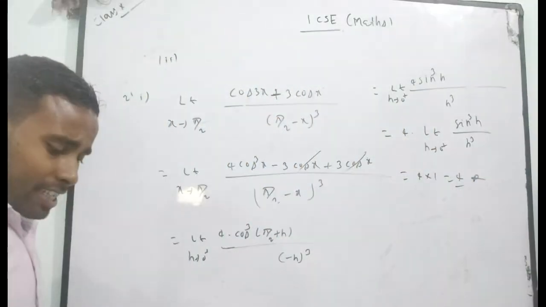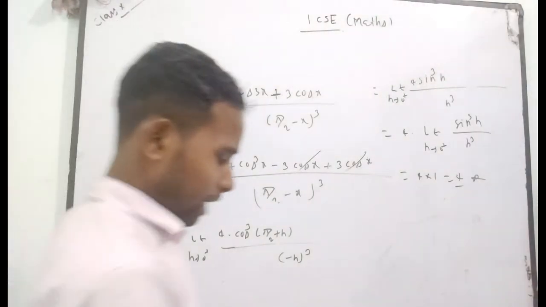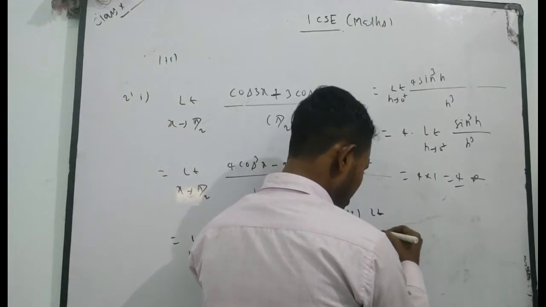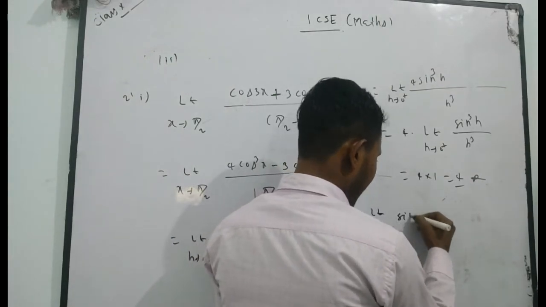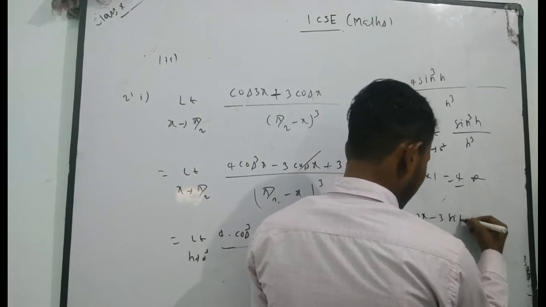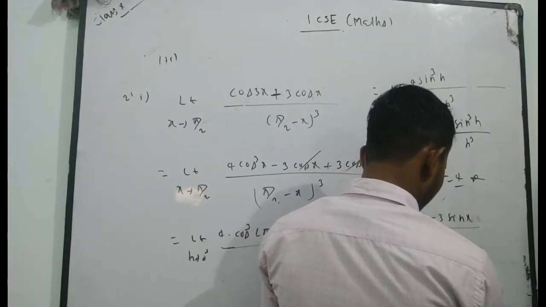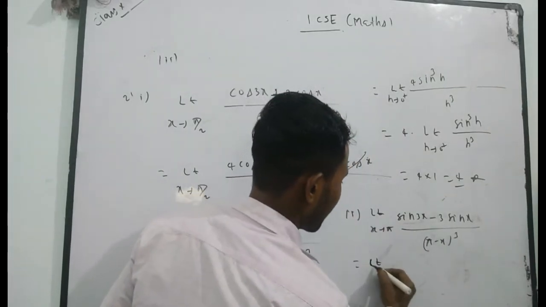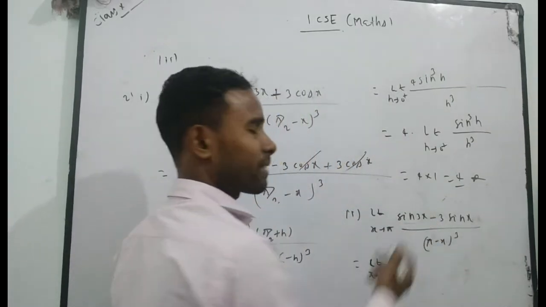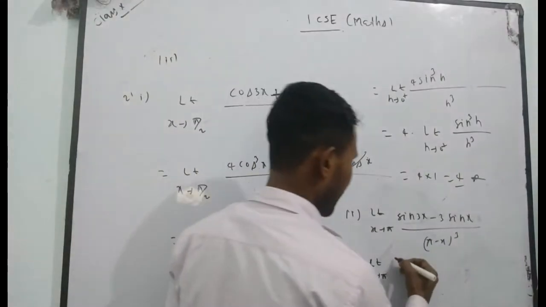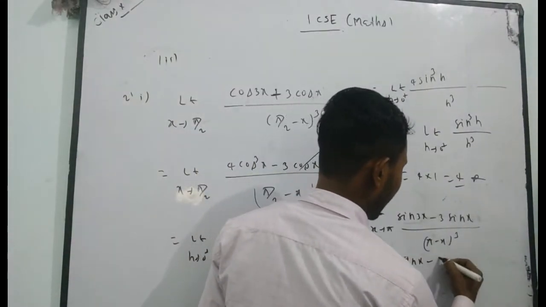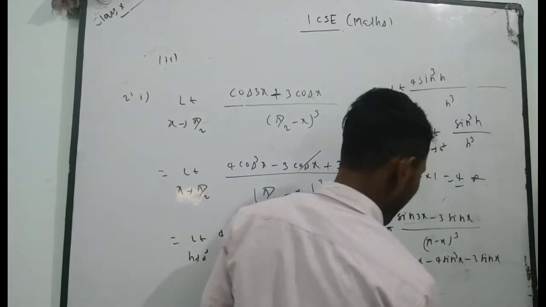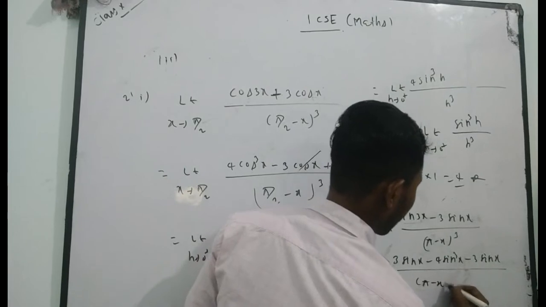Similarly, I think the next problem is similar. You can solve it also, but I want to solve it. The second will be limit x tends to pi of sin 3x minus 3 sin x divided by pi minus x whole cube. First I want to write it. Can you write limit x tends to pi? What is the formula of sin 3x? 3 sin x minus 4 sin cube x. So can you write 3 sin x minus 4 sin cube x minus 3 sin x divided by pi minus x whole cube? Can you write?